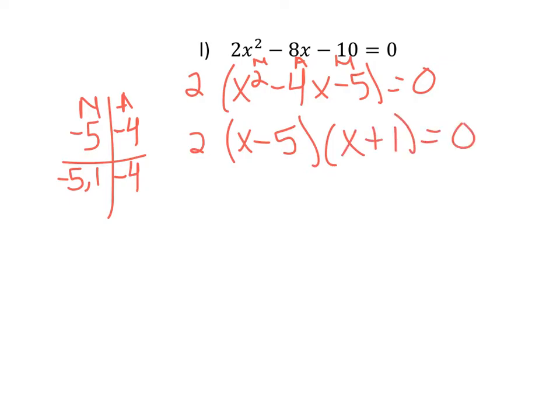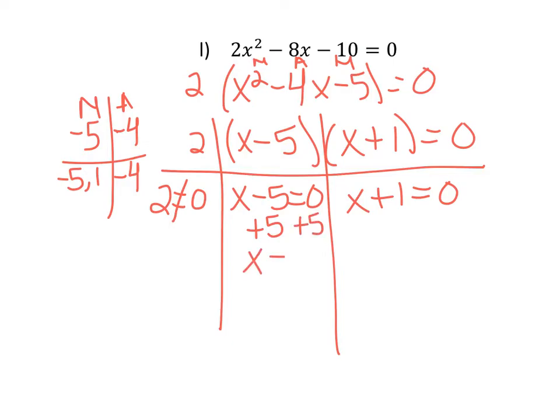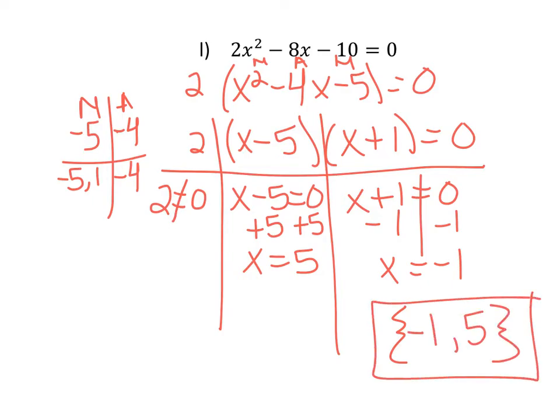This time I have 3 factors. I have these 2, but 2 is also a factor. So something a little weird happens here. I still set them all equal to 0. And you should notice an issue with that first one. 2 does not equal 0. So I'm going to put a not equal slash through that equal sign and disregard that. For this one, I will add 5, and I get x equals 5. And for this one, I will subtract 1 and get x equals negative 1, making the roots or zeros negative 1, comma 5.